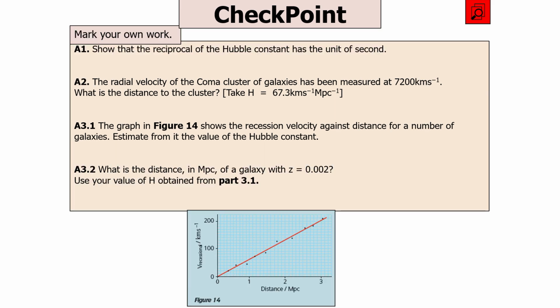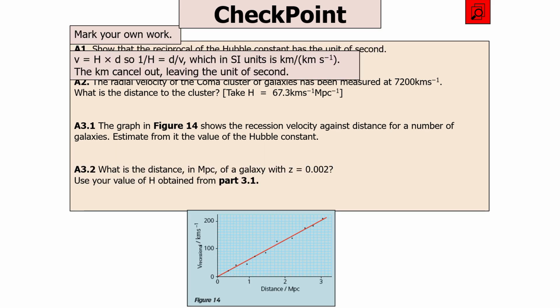Right, in this first question, we know that V is equal to H times D. So 1 over H is D over V. So if, for example, distance is in kilometers and velocity is in kilometers per second, the kilometers cancel through, so our units are seconds, because 1 over seconds to the minus 1 is seconds. In the next question, we say V equals H times D. Now we want to work out our distance in megaparsecs, so we have our velocity in kilometers per second, and we have our Hubble's constant in kilometers per second per megaparsec. We work it through, and we get 107 megaparsecs.